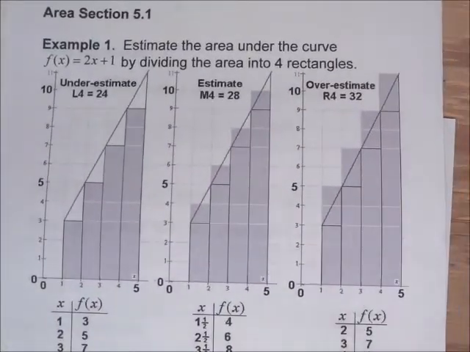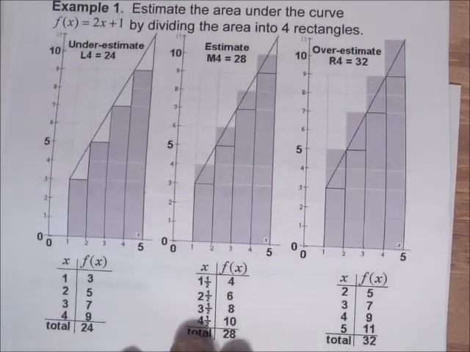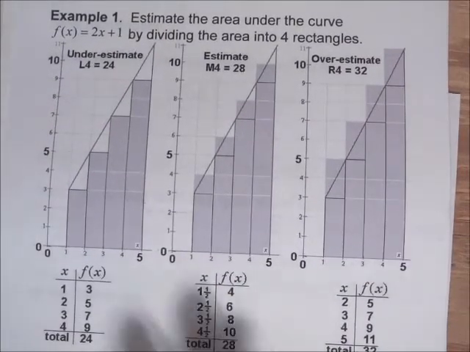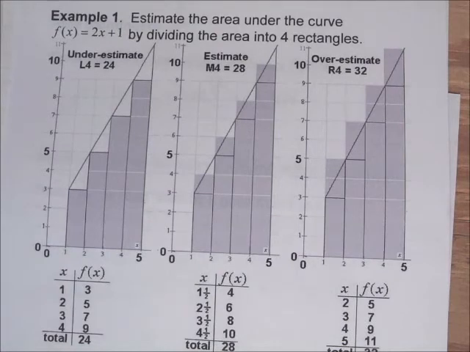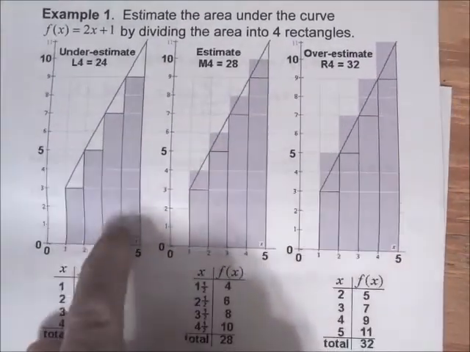Section 5.1, area. We can estimate the area under a curve, f of x equals 2x plus 1, by dividing the area into 4 rectangles. Depending on how we choose the rectangles, that could be an underestimate, overestimate, or something in between.